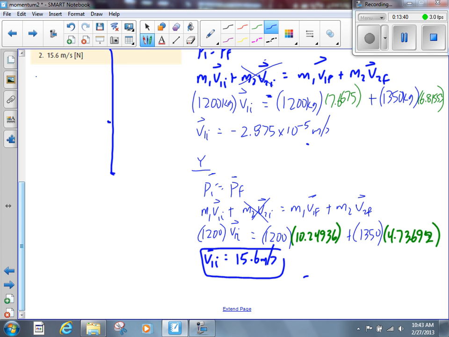If you're ever unsure if it's small enough to ignore, then just do the Pythagorean theorem. Find out, figure it out. But when you're talking about a difference of 10 to the 6, which is what we've got here, 10 to the minus 5 to 10 to the 1, do the Pythagorean theorem, it's going to end up to be the 15.6 meters per second. Okay? So basically, this object is moving upwards before the collision has taken place.